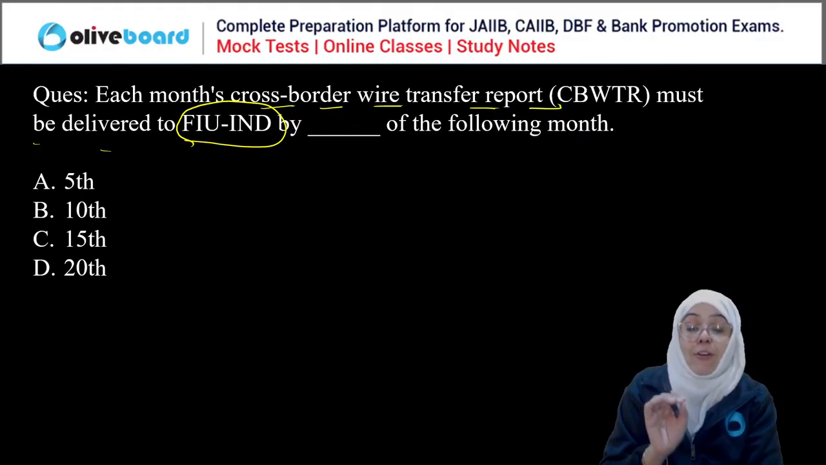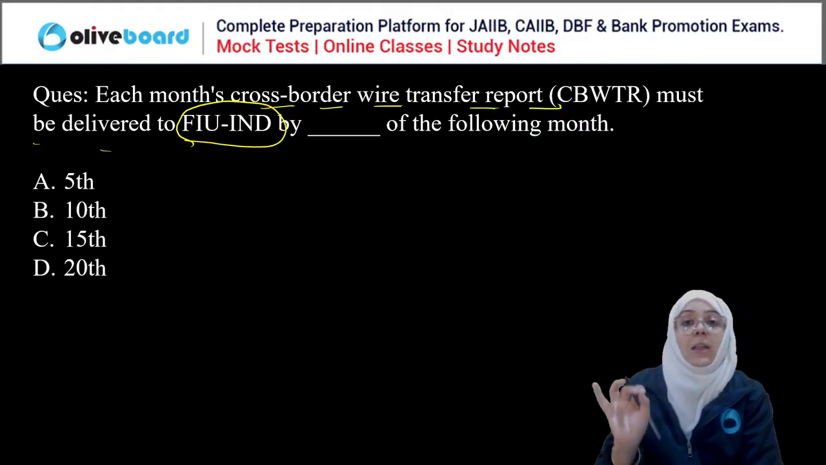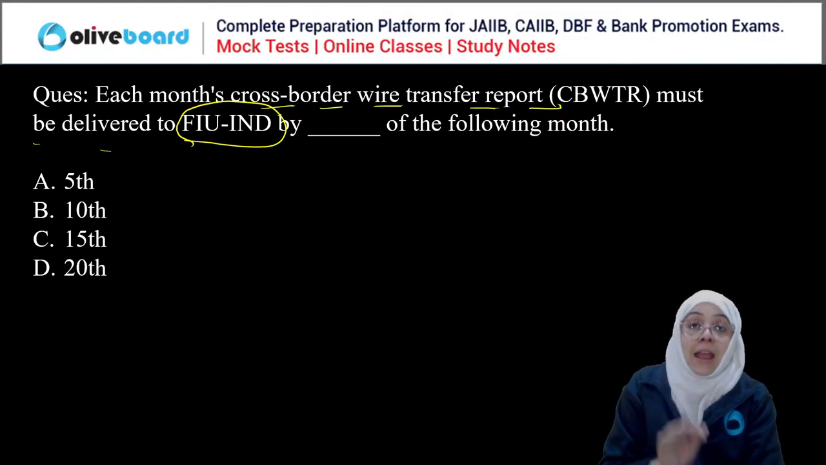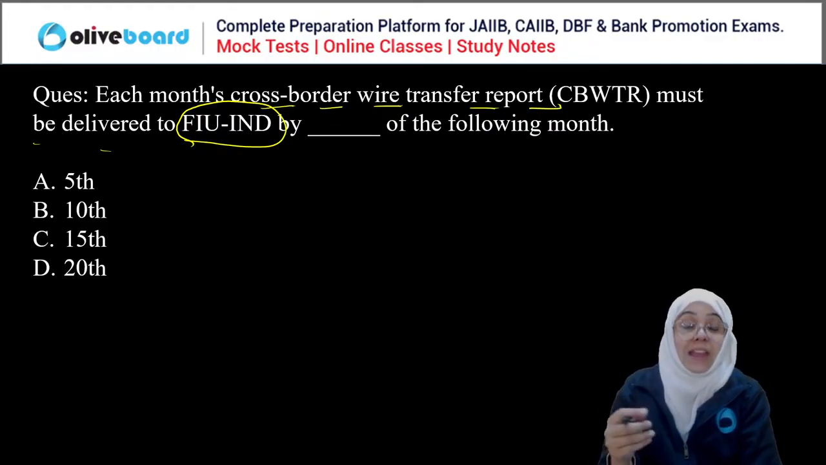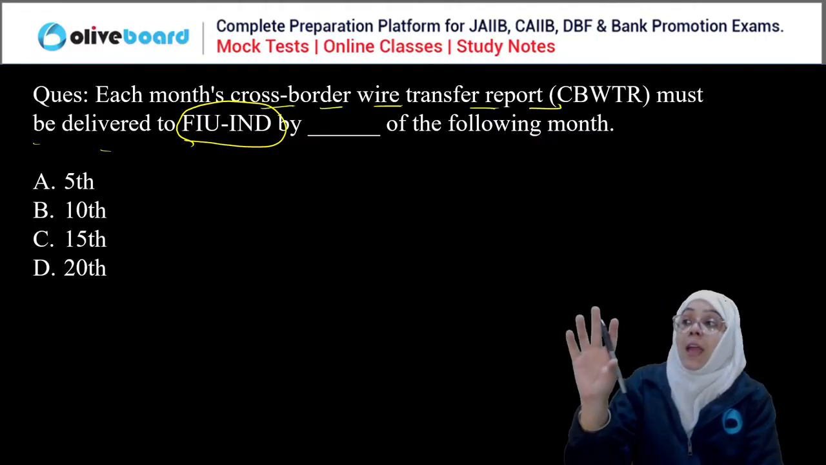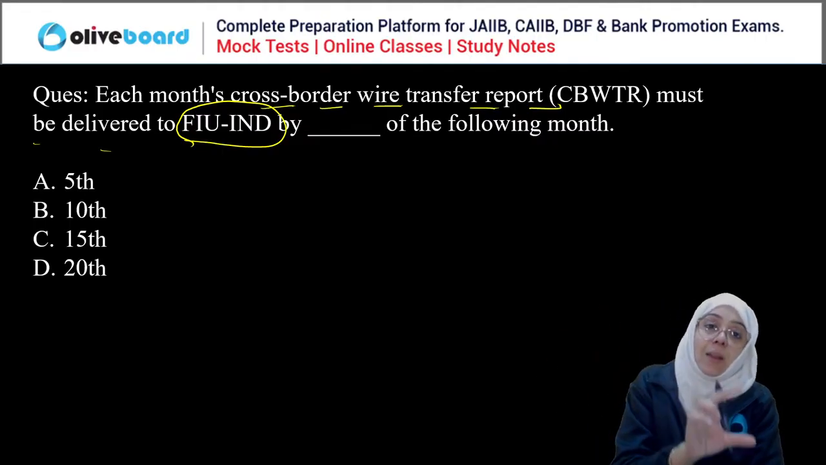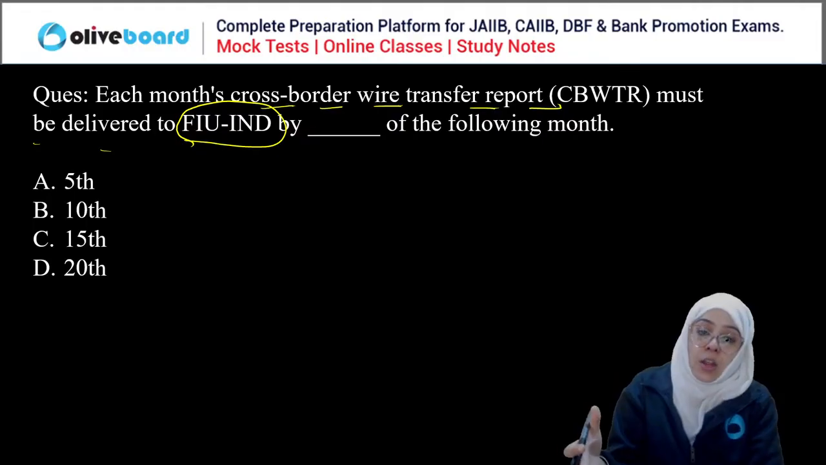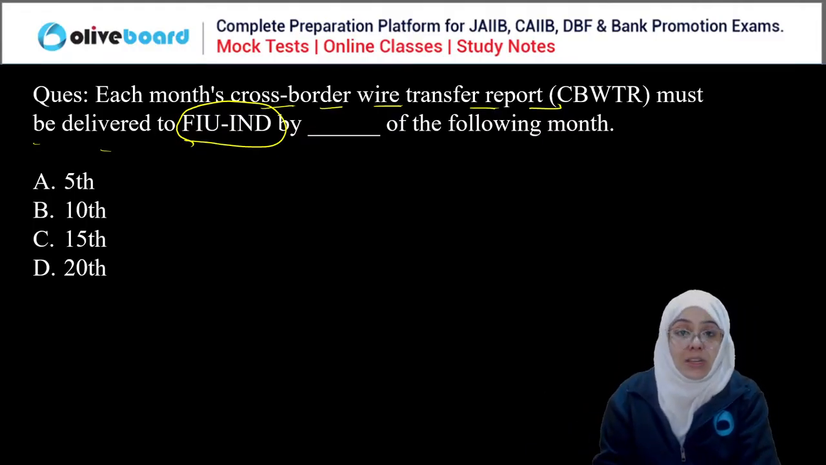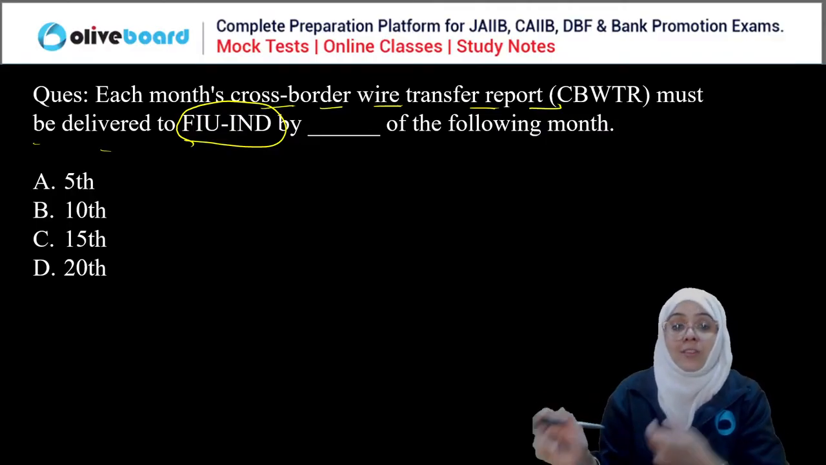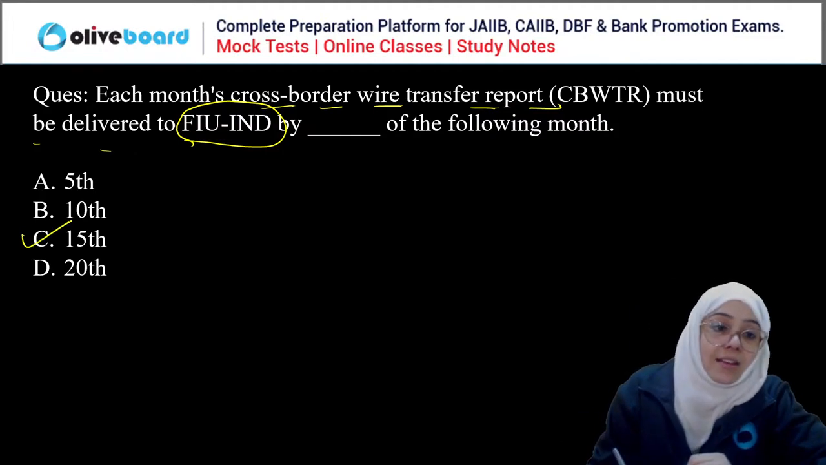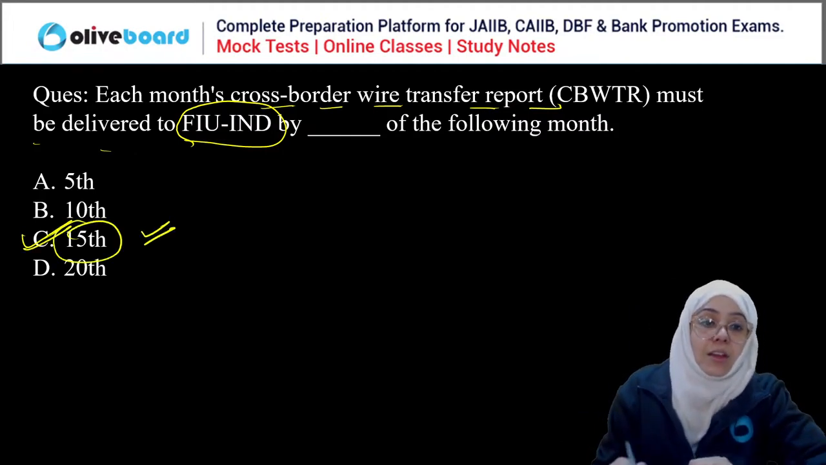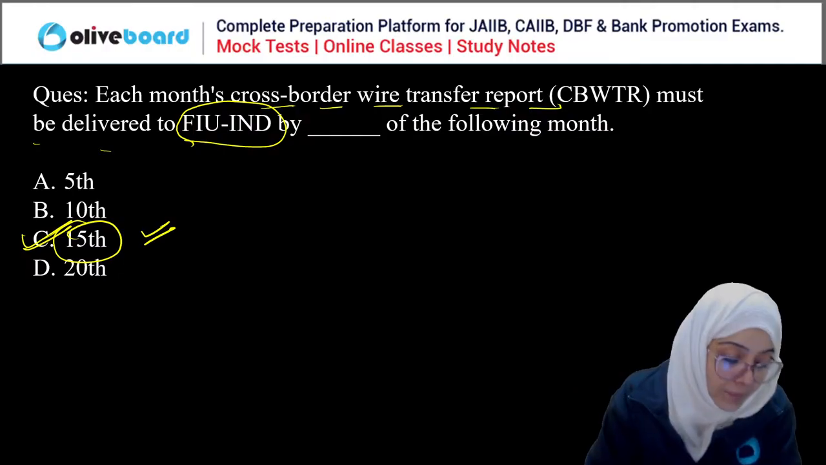If the 50,000 and above threshold limit is matched, but a banker suspects that a particular customer intentionally wants to avoid this 50,000 limit by doing a series of transactions, then you also have to report this transaction to the Financial Intelligence Unit India, which is very important. So C is the correct answer here.